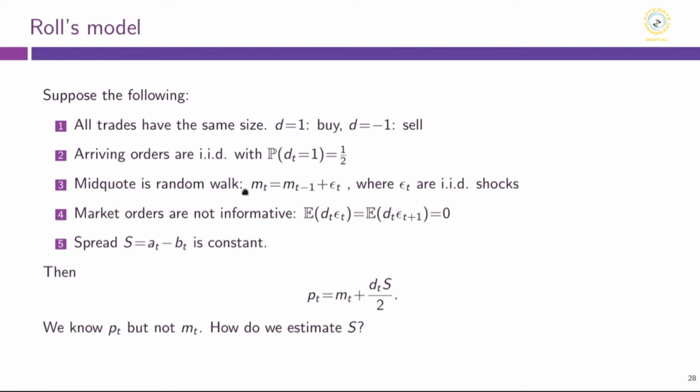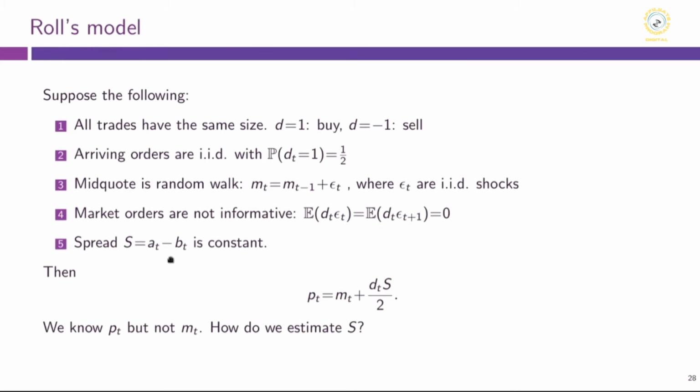And we assume that the mid-quote follows a random walk, meaning that the mid-quote at time t is given by the previous mid-quote plus some innovation term, epsilon t. And these epsilons are identically and independently distributed. So they are the price shocks. The very important and possibly somewhat questionable assumption is that market orders are not informative. So in every period you have a 50-50% chance to get a buy or a sell order, and these probabilities do not depend in any way on how the mid-quote moved, and how the mid-quote will move. So market orders do not have any price impact, and they are not reactive to prices in turn. Finally, the model assumes that the bid-ask spread is constant.